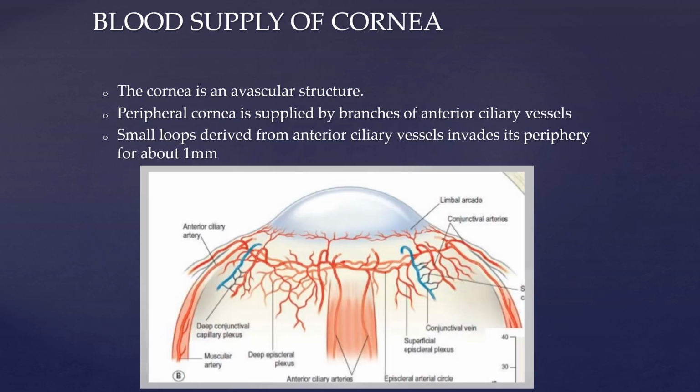Now the blood supply of cornea. The cornea is an avascular structure except the peripheral cornea, which is supplied by branches of anterior ciliary vessels. Small loops of these blood vessels are derived from the anterior ciliary vessels, and they invade the periphery and supply about 1 millimeter area inside the limbus. Actually, these vessels are not in the cornea, but they are in the subconjunctival tissue which overlaps the cornea.